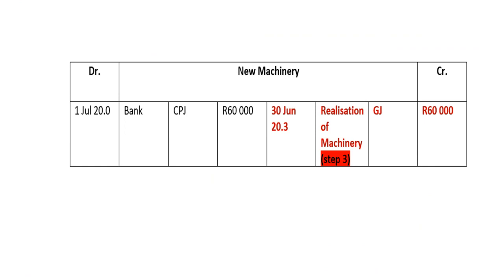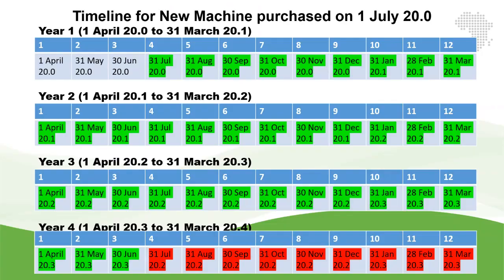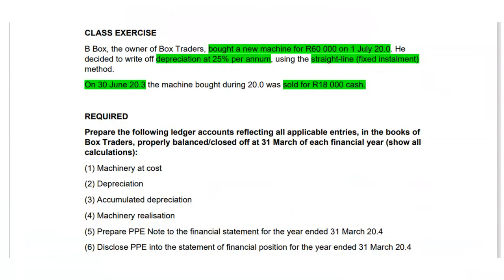Then you were required to do what? To prepare. Let me go back to the question so that you know. Prepare the following ledger accounts reflecting all applicable entries in the books of Box Traders. They want a machinery at cost account, they want depreciation, they want accumulated depreciation, they also want machinery realization. Let's start with those 4.